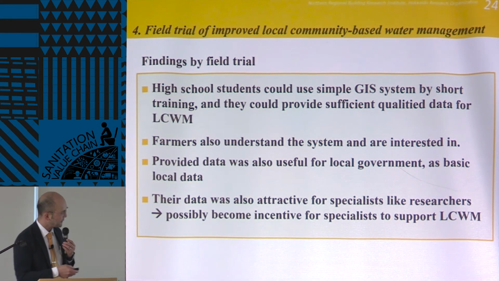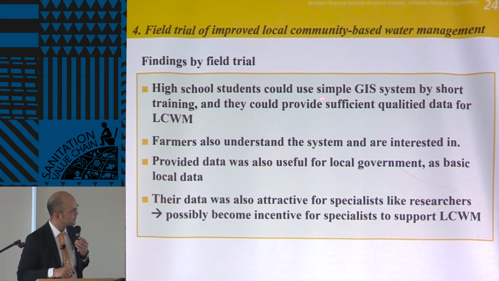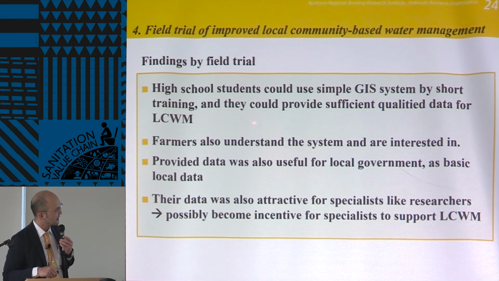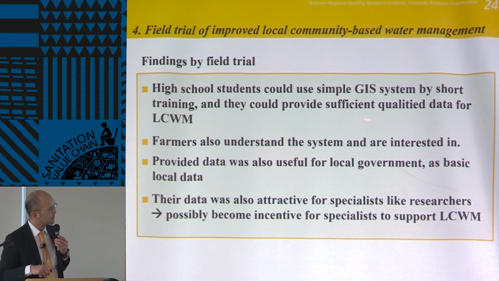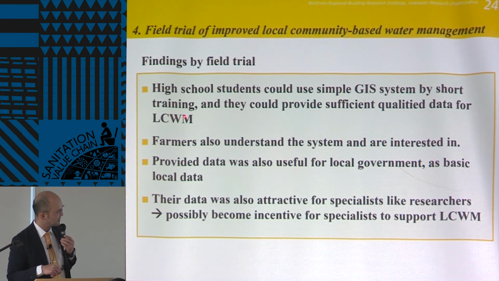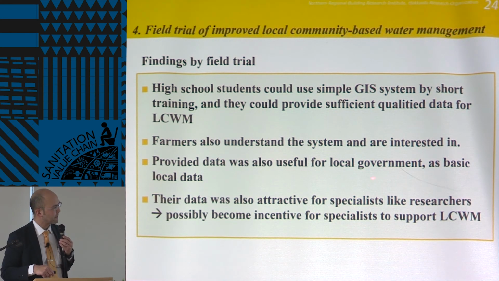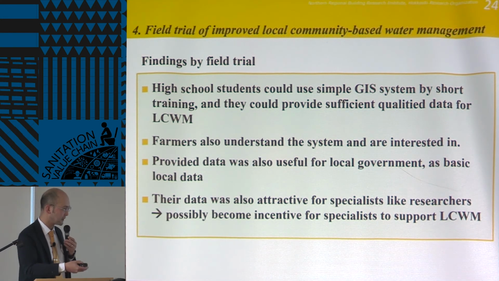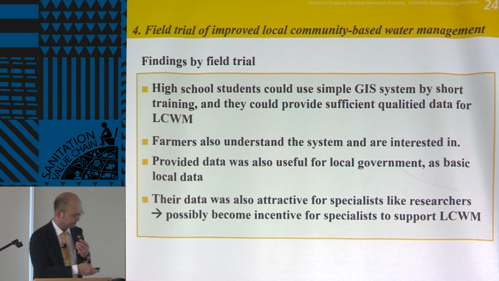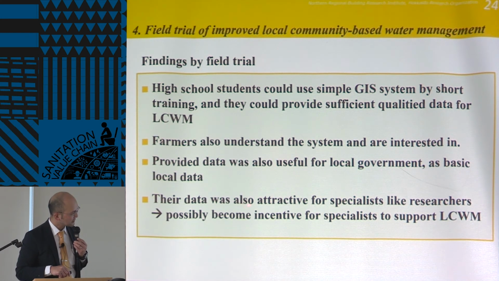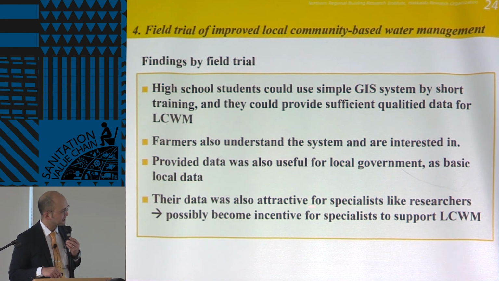So the findings from the field trial: first, the high school students could use the simple GIS system after short training, and they could provide sufficient quality data for the local community-based water management system. And farmers also understood the system and are interested in it. And the provided data was also useful for local government as basic local data, so the local government requested us to give the data. And the data was also attractive for specialists like researchers, so it could possibly become an incentive for specialists to support the local community water management system.